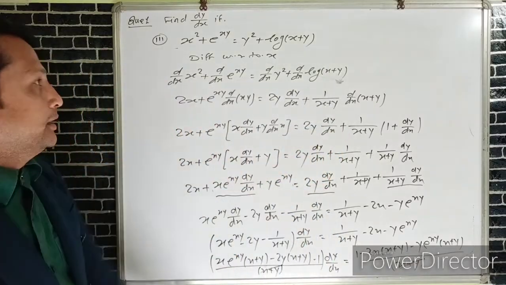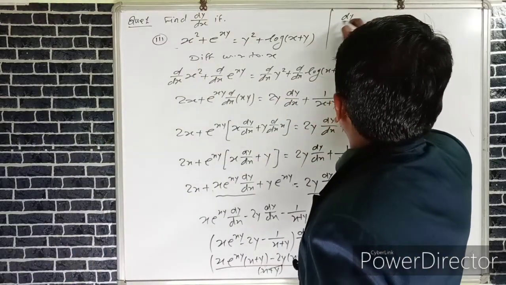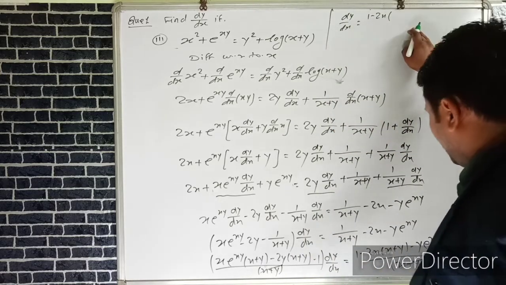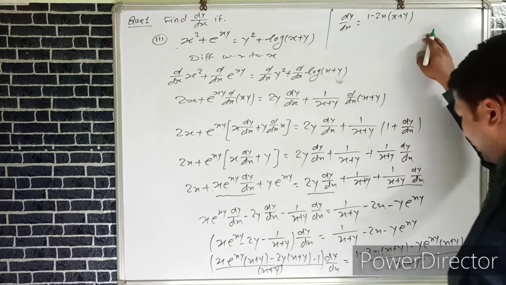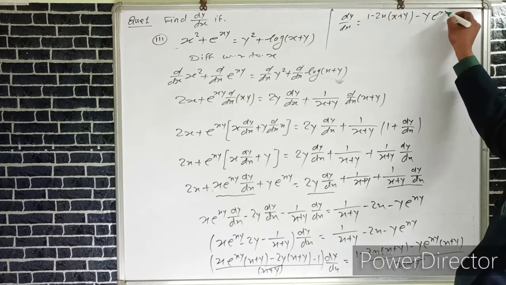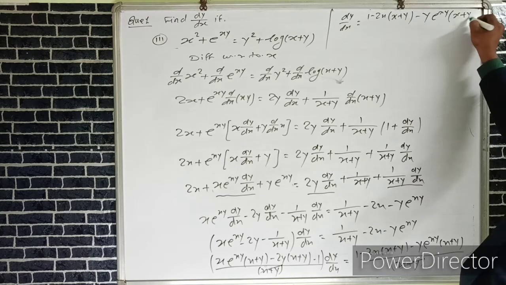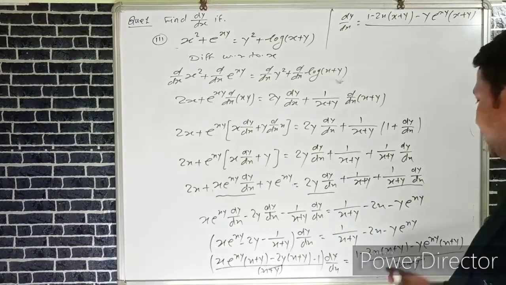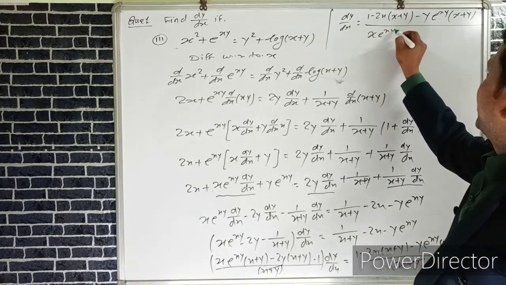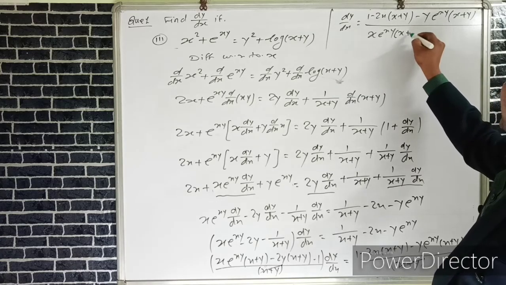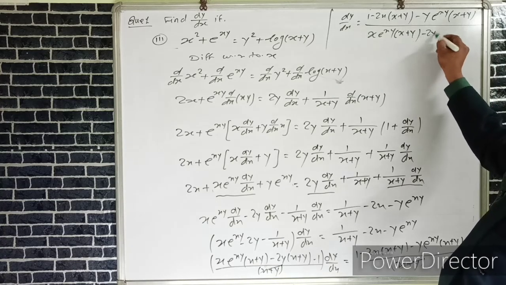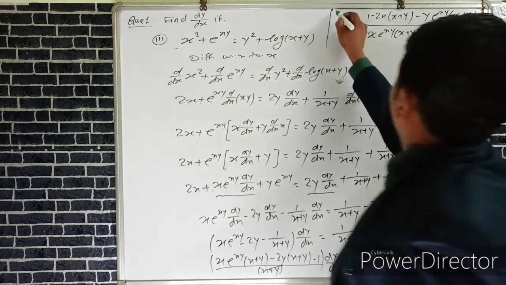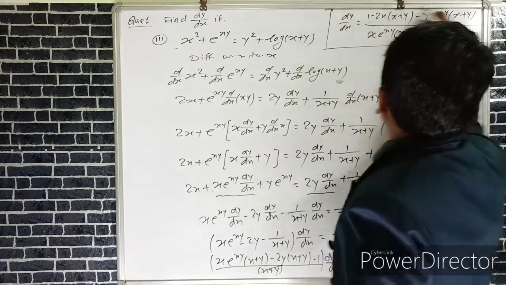We can write dy upon dx is equal to this term, 1 minus 2x into x plus y minus y into e to the power xy into x plus y, upon this term. In the denominator we can write x into e to the power xy into x plus y minus 2y into x plus y minus 1, which is the required derivative of y, dy upon dx.